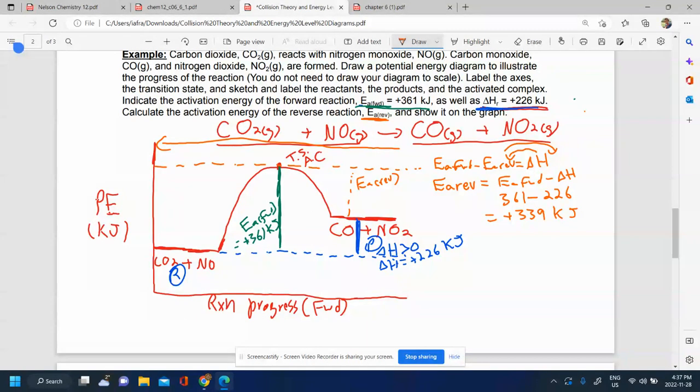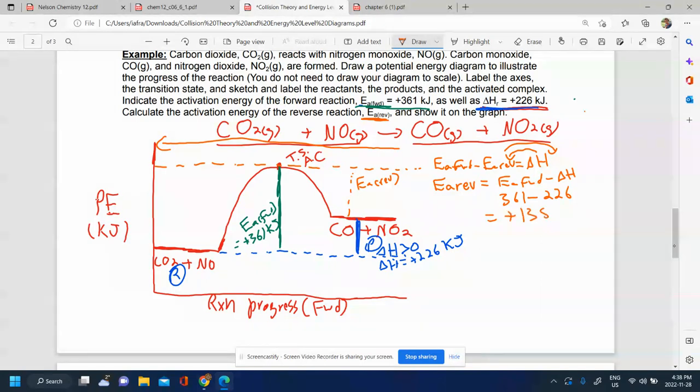So your EA reverse is a little bit less than your EA forward. Actually, I don't think I did that right. My math is off there. That's why I was confused. I used a calculator too, and my calculator just didn't work because I punched in the numbers wrong. So always kind of question yourself before you're about to put a final answer down. How could I subtract 200 and still be in the 300s? Doesn't make sense. So 361 minus 226. There we go. This one makes more sense.